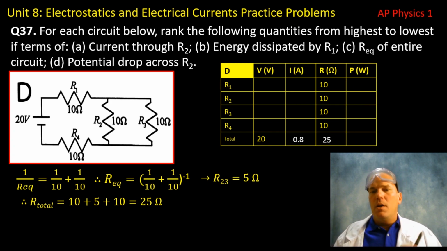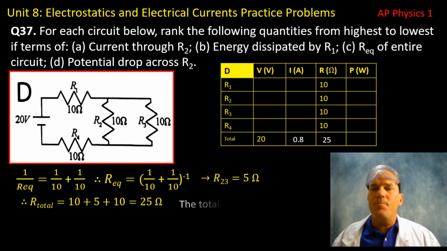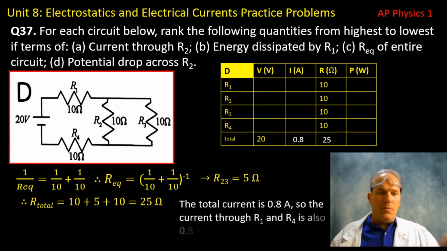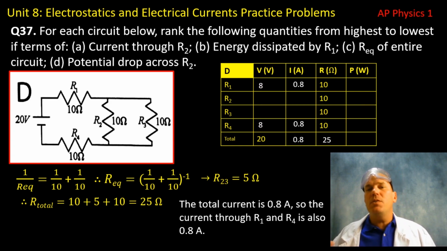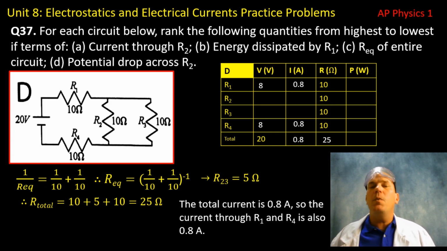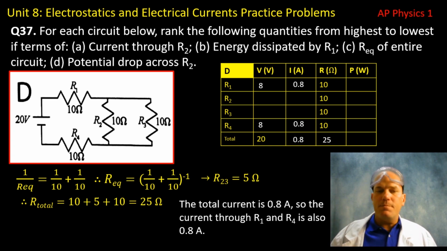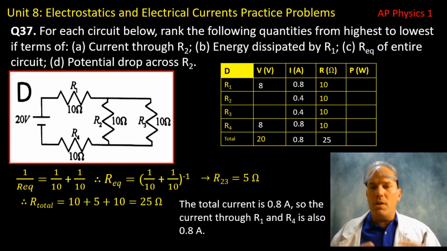That's the total current. Well, if the total current is 0.8 amps, then we also know resistor 1 and resistor 4 are also going to be 0.8 amps, as that will remain constant and the same as the total current in a series circuit. Next, we can use Ohm's law to calculate the potential difference across R1 and R4 to both be 8 volts. We know that's additive, so that's 8 plus 8. We've dropped 16 volts across R1 and R4.